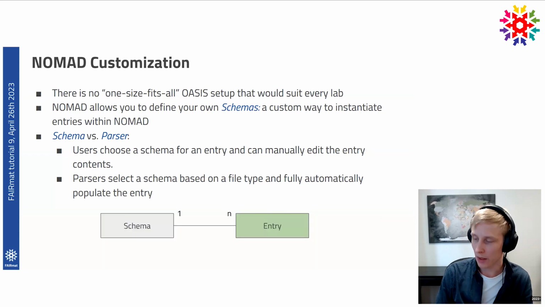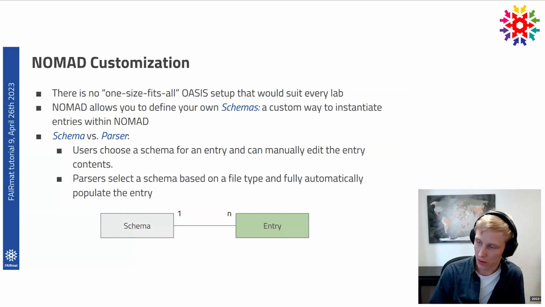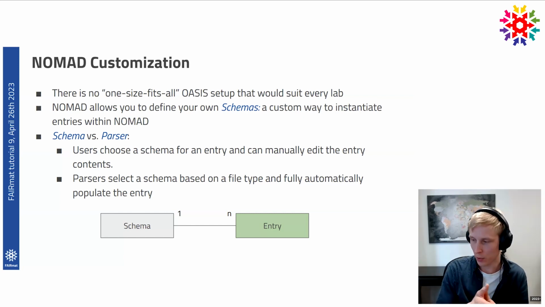And essentially what the schema does, in terms of this kind of a UML diagram, is that one schema can basically spawn multiple entries, and each entry has one associated schema with it. So there's this one-to-n relationship between these two.